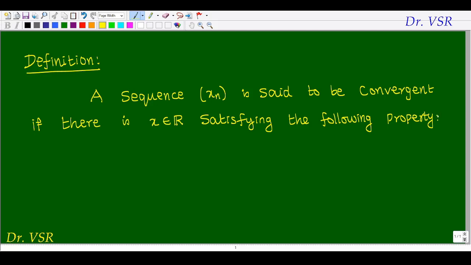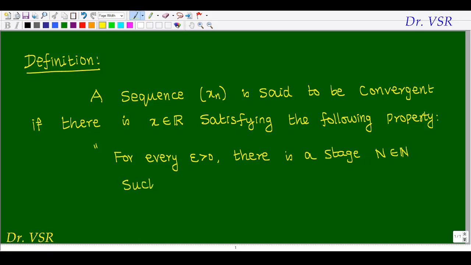This is a property. For every epsilon positive, there is a stage N belongs to natural numbers such that modulus of xn minus x is less than epsilon for all n greater than or equal to natural number N.